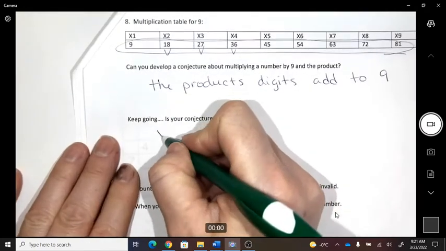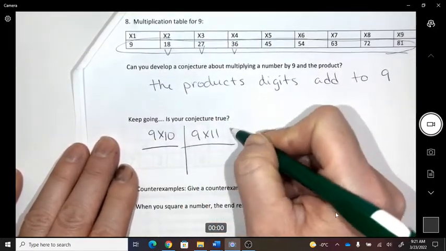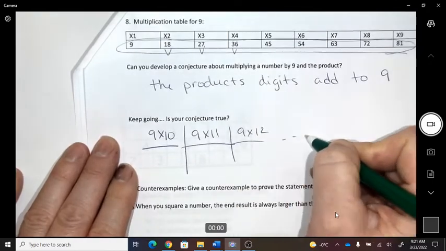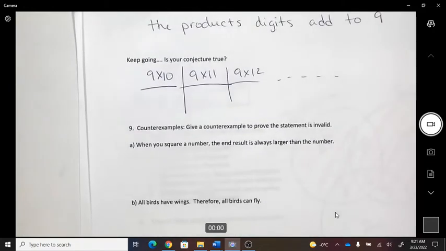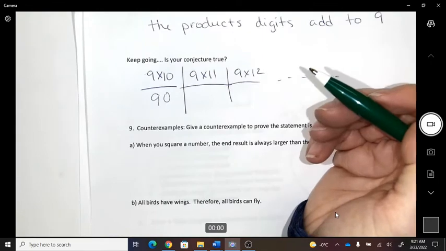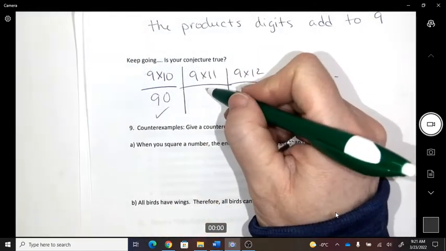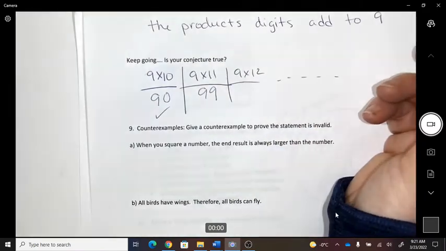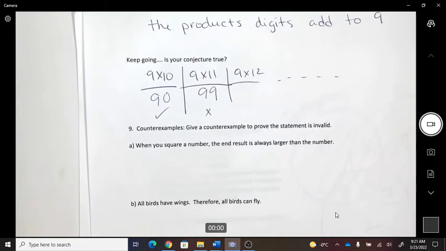So, for instance, 9 times 10, 9 times 11, 9 times 12, if we kept going a bit. So 9 times 10 is 90. So far that's true. 9 times 11 is 99. Oh, that doesn't add up to 9. It adds up to 18. So I guess if we kept going, the pattern wouldn't hold true.